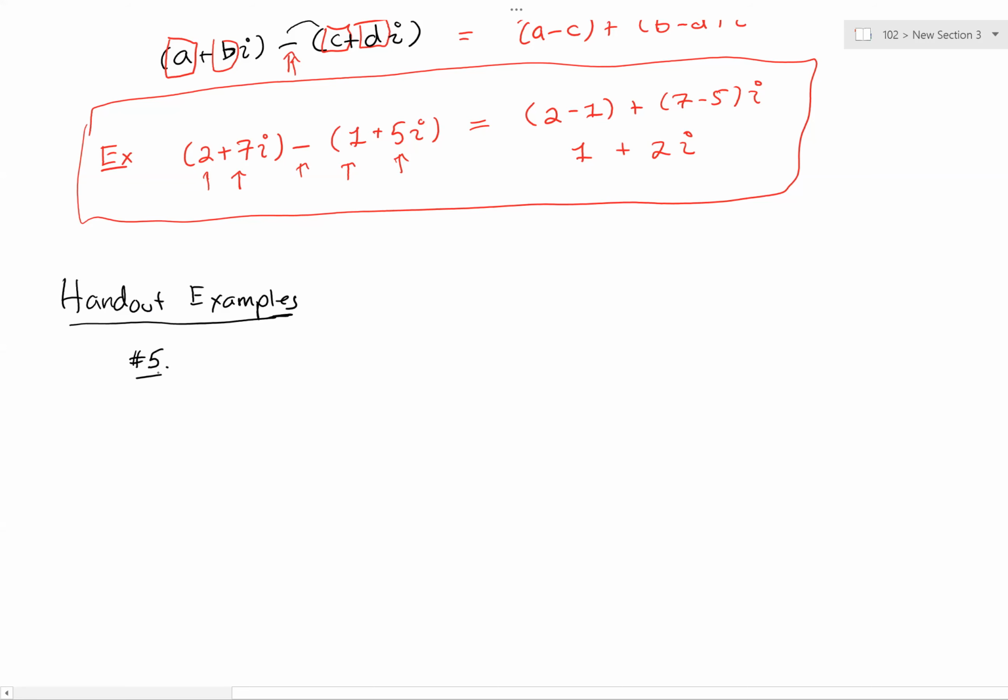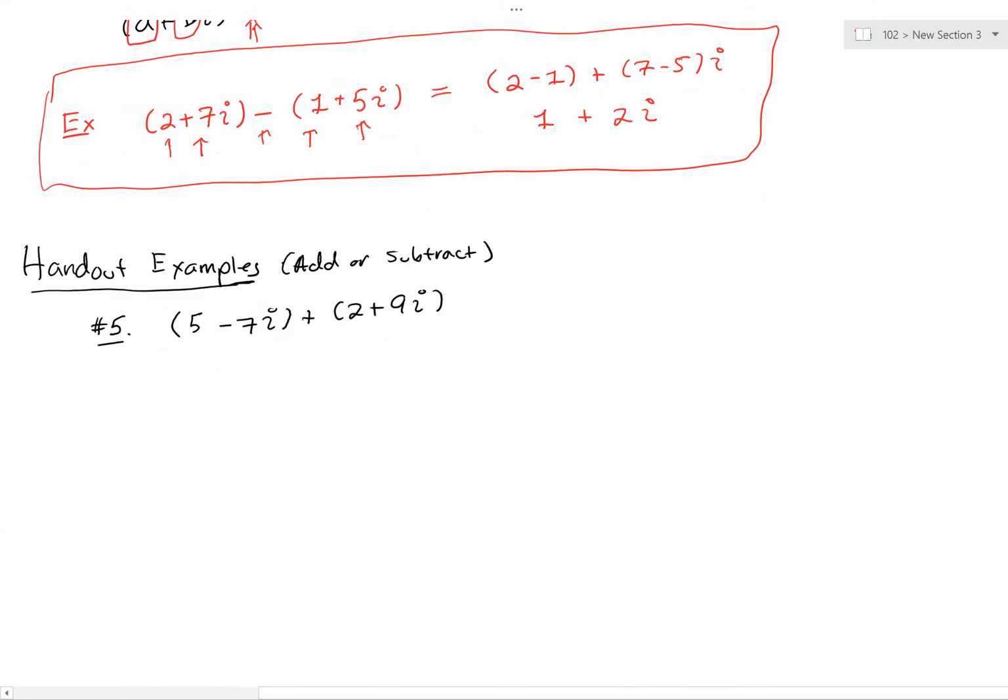The first one is to add or subtract, so that's the directions. So we have 5 minus 7i plus 2 plus 9i. So here, just as if i was a variable, I'm basically combining those two terms together. They're like terms. And I'm also going to combine the 5 and the 2 together. So this becomes 5 plus 2, which is 7.